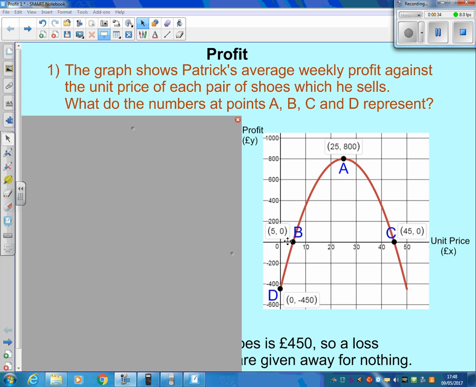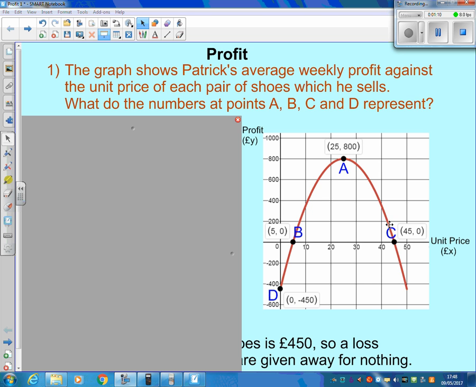Now, the unit price is how much he's selling each pair of shoes for. If he puts it too low, although he's going to sell a lot of shoes, he's not going to make much money on them, and so he's going to end up making a loss. If, on the other hand, he sells them for a reasonable price, then he sells a reasonable number at a reasonable price, and he hopes that the money he gets in from his sales, his income, exceeds his production costs, and then he's going to make a profit.